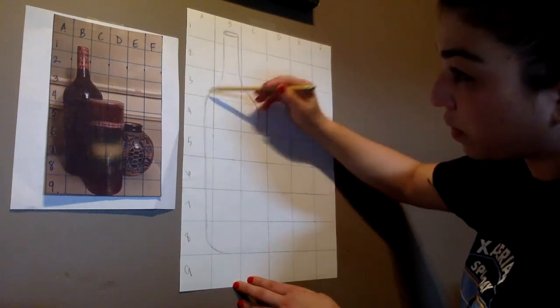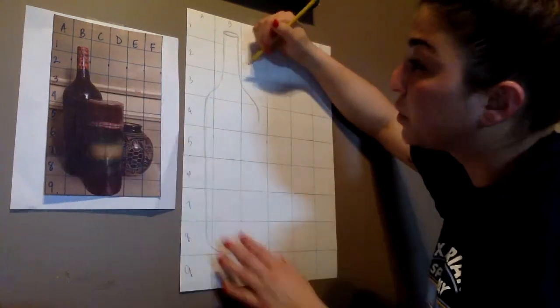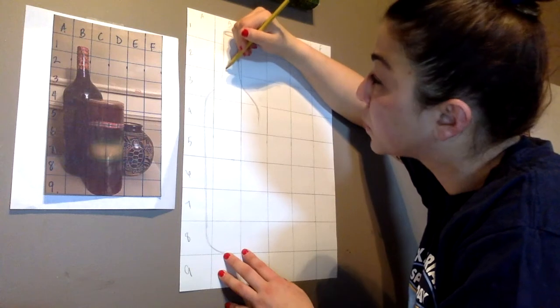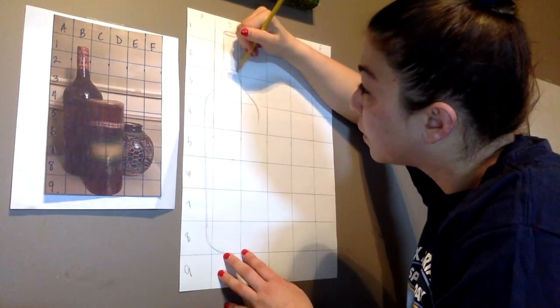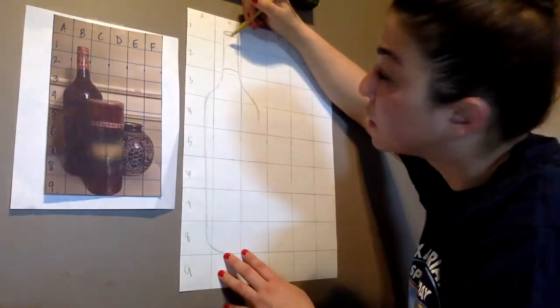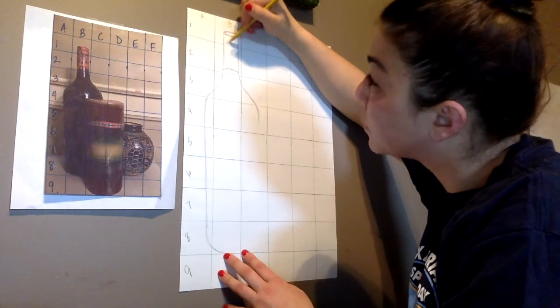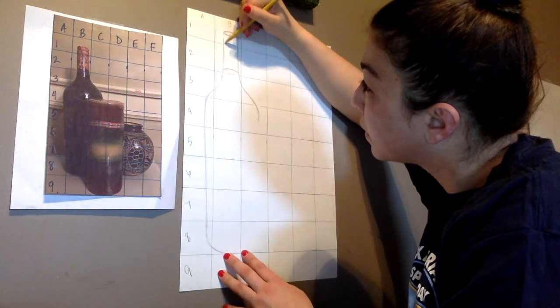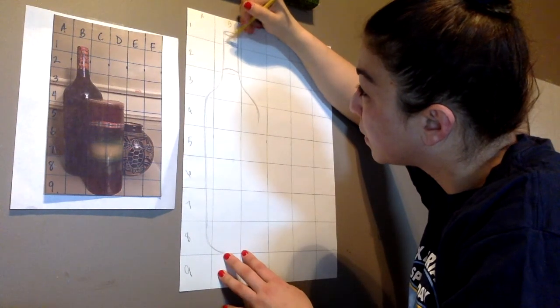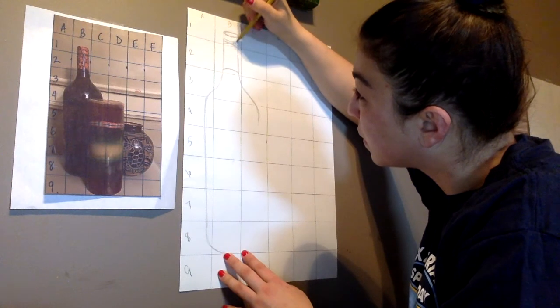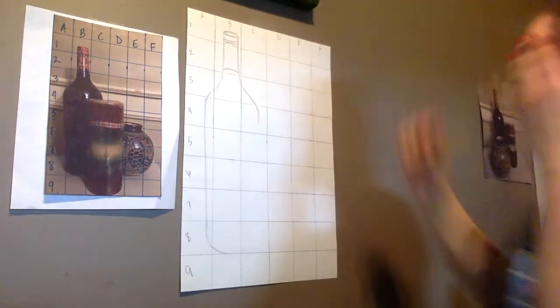So this is for the wine bottle. I do get that little curve for the label. I do get multiple curves for the top of that label too.